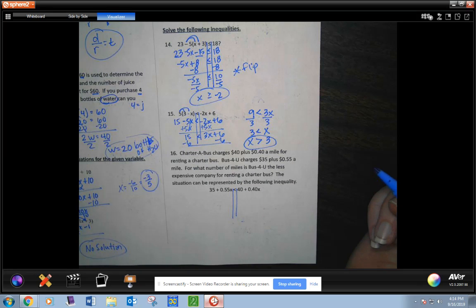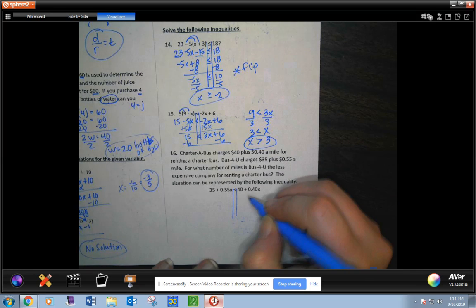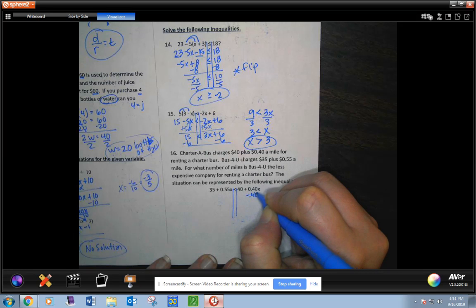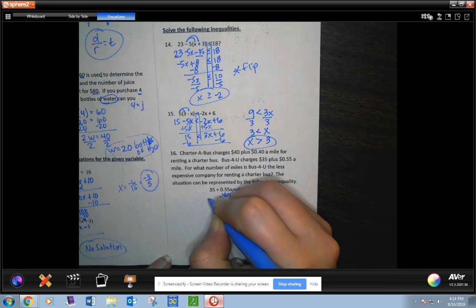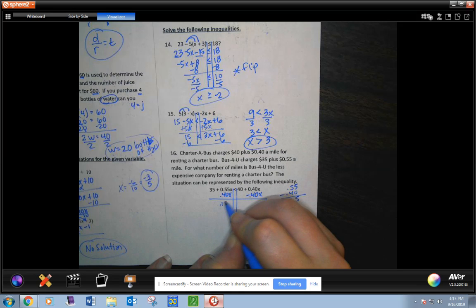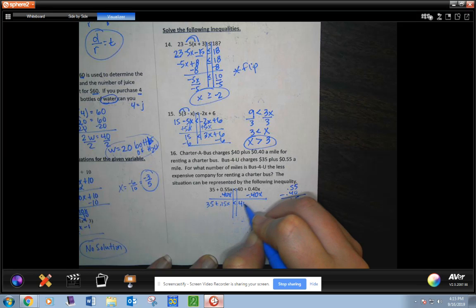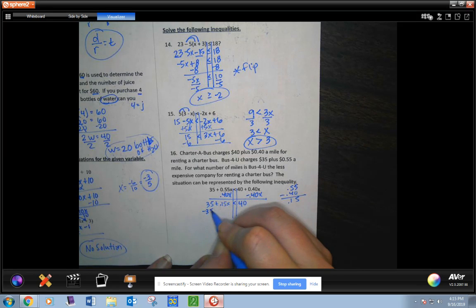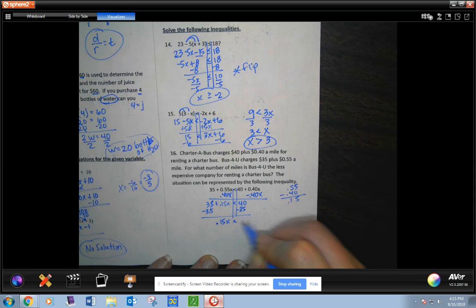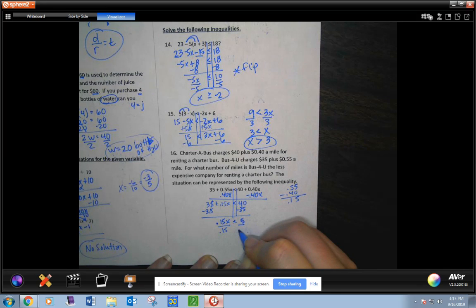Okay, there's no distribution here, so the first thing we're going to do is move the smaller letter. The smaller letter is this 0.40, so we're going to subtract 0.40x. Regular, you can use the calculator. Honors, you're doing this part on your own, so we're subtracting. That gives me 0.15x. So 35 plus 0.15x is less than 40. I now move my constant by subtracting 35. That leaves me with 0.15x is less than 5. I'm going to divide by 0.15.